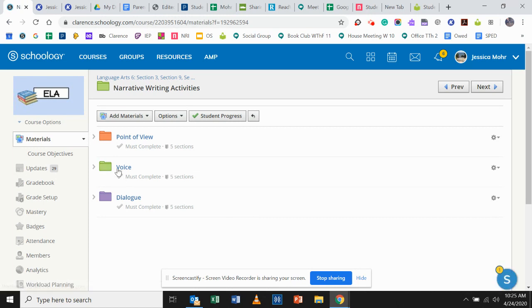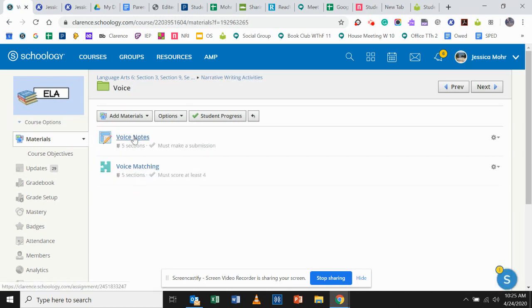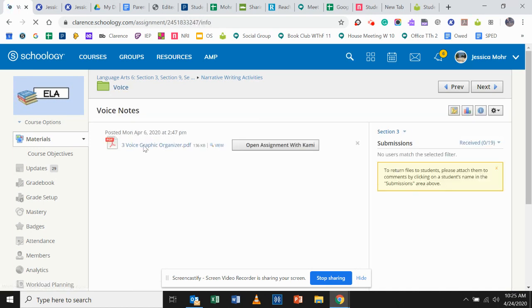Your next folder that you need to complete activities is the voice folder. So the voice folder, you have to read the voice notes. Again, you're going to open this with Kami.